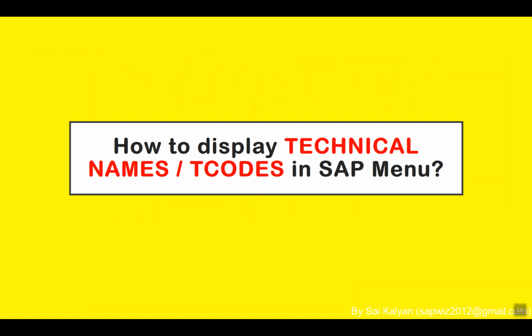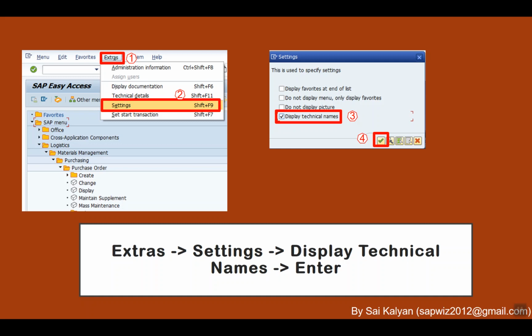So first we will discuss how to display the technical names or the transaction codes in the SAP menu. Okay, so this will be mostly useful for the freshers, or the people who would like to learn SAP. Some of these tips and tricks are very important for them. So if you want to see the names behind, if you see here the purchase order, if you see this folder, you see that there are no transaction codes which are shown here.